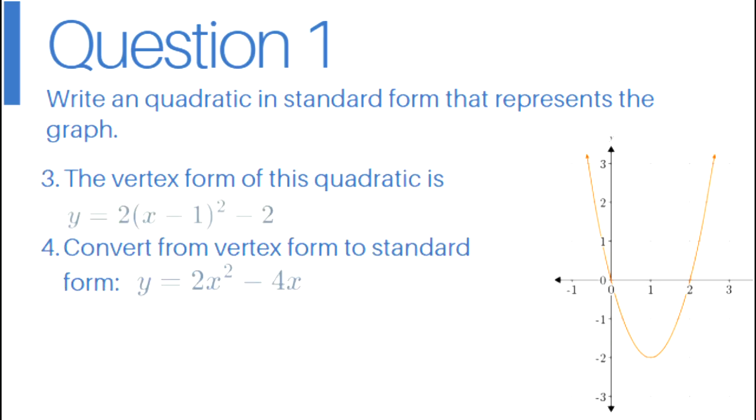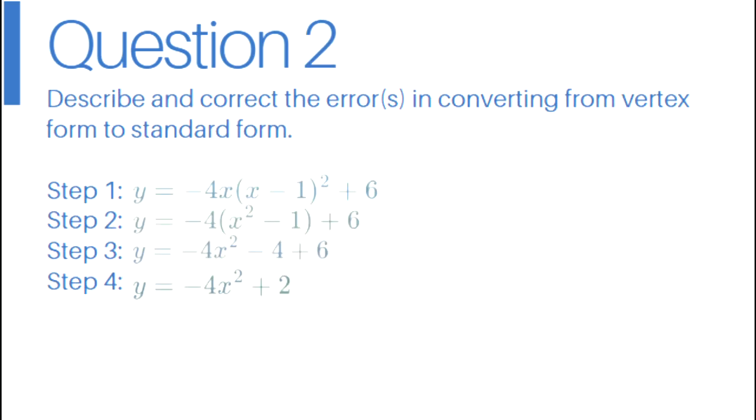The vertex form of this quadratic then becomes y equals 2 times x minus 1 squared minus 2. And then when you split this out and do all your math, you're going to end up with the standard form y equals 2x squared plus minus 4x. Okay, let's do question 2.